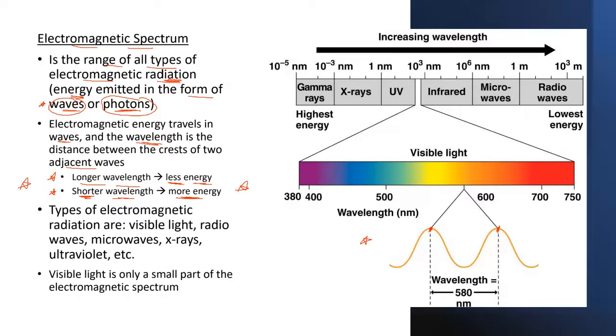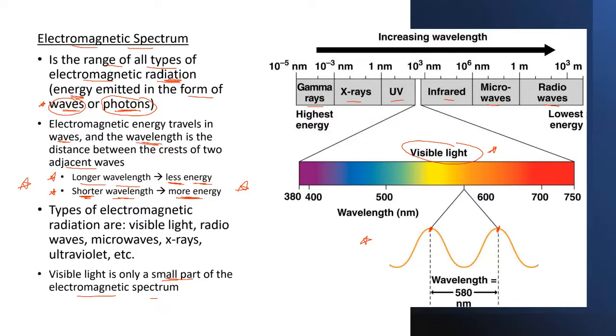Now, there are different types of electromagnetic radiation. We probably knew this: for example, gamma rays, X-rays, UV light, infrared, microwaves, radio waves. And especially this one, which we're going to be focusing on, the visible light spectrum. The visible light spectrum is only a small part of the electromagnetic spectrum, but this is what plants use to do photosynthesis.